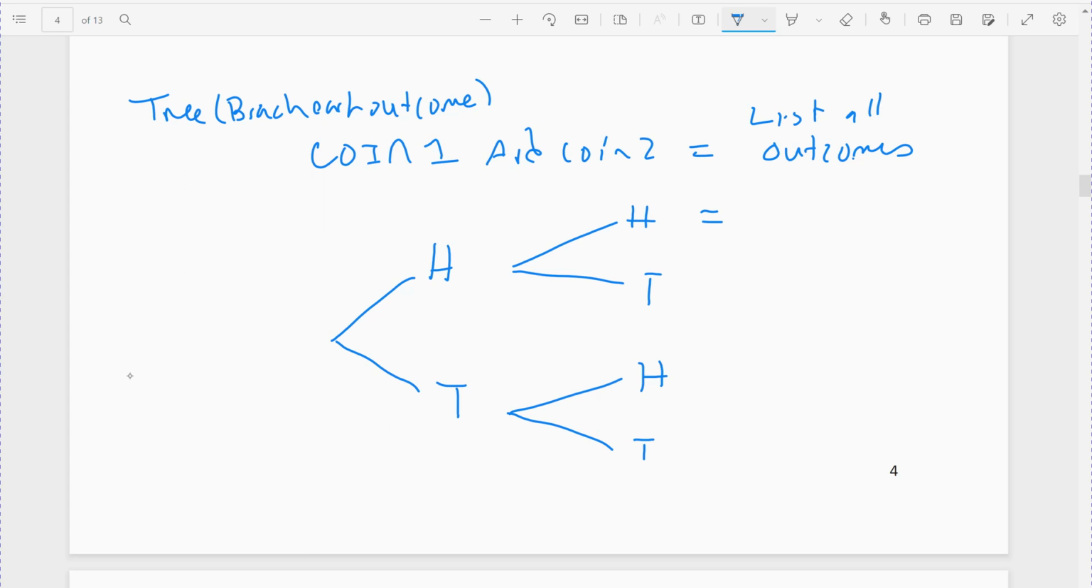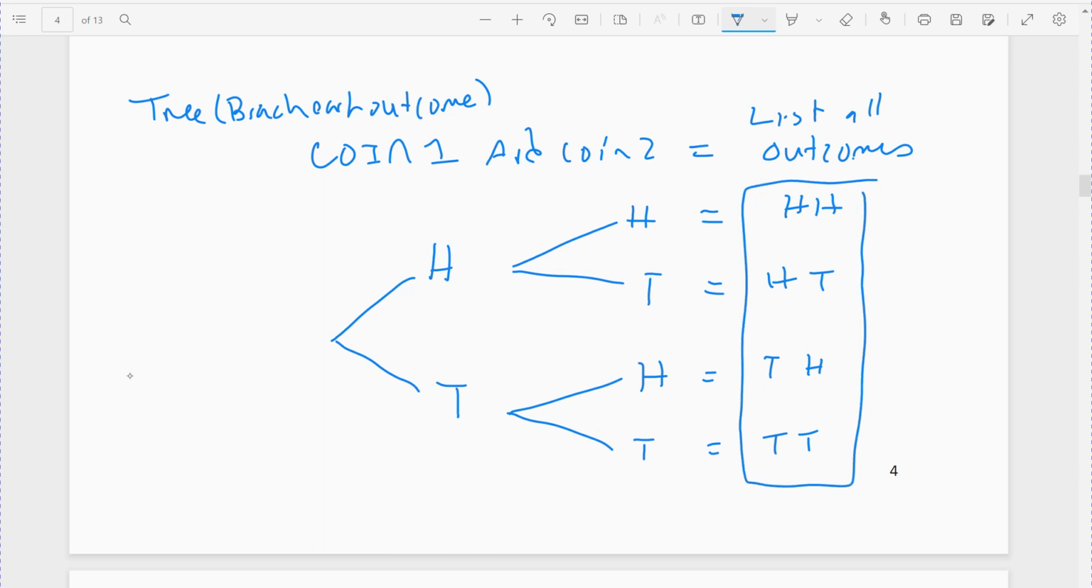And so the first possible outcome would be heads on the first, heads on the second. So you get heads on both. Or you could get heads on the first, tails on the second, or tails on the first, heads on the second, or tails on both. And so there are all 4 possible outcomes. And sometimes that's helpful so that we know how many different ways this can happen.